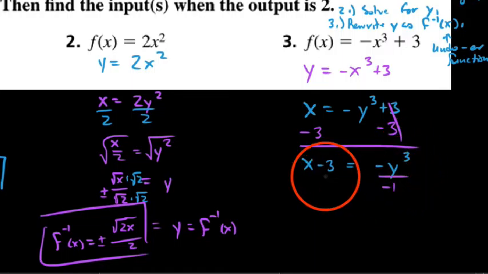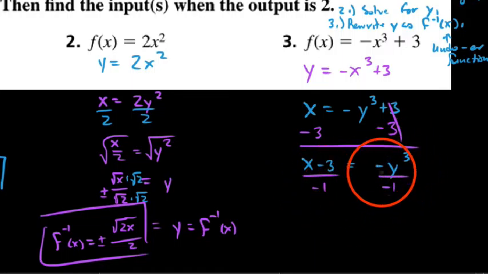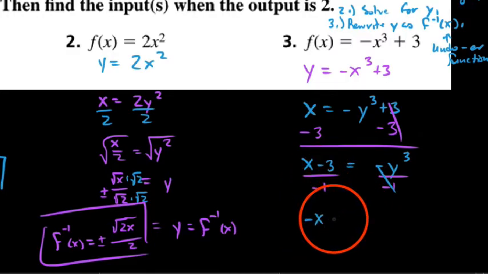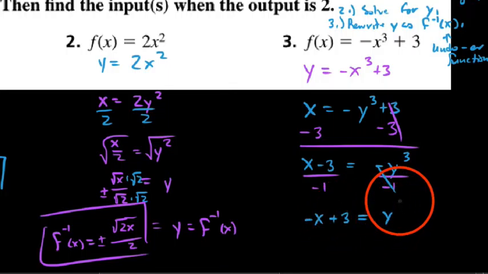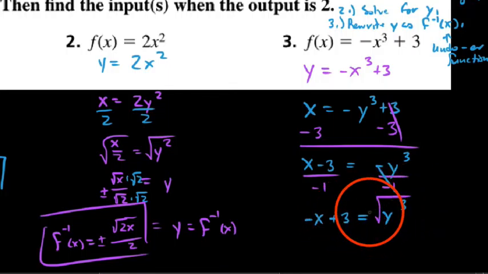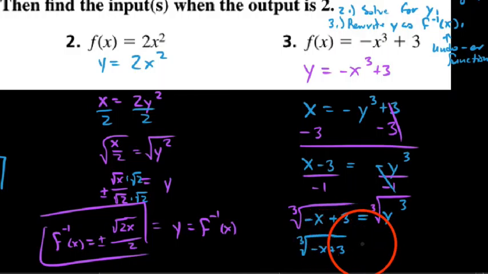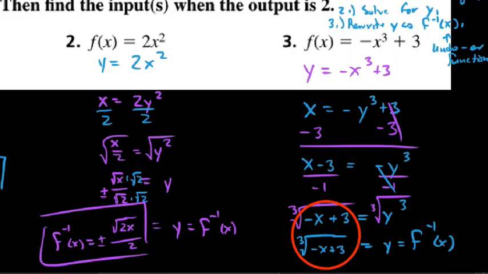I'm going to go ahead and divide by a negative 1 also. And because that's a monomial divisor, I'm going to go ahead and divide every term on the left here by this negative 1. So we get negative x plus 3 is y cubed. And so our final maneuver here, I suppose, is to take the nth root. And so we get the cube root of negative x plus 3. And this is equal to y, or what we're going to call the inverse function of x.